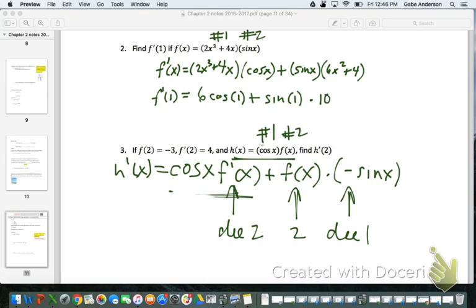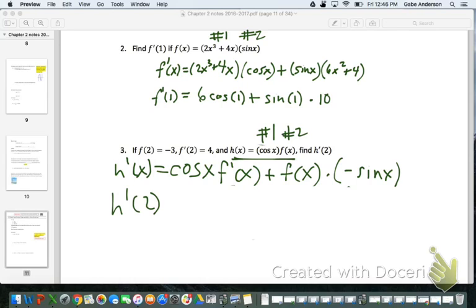So let's go ahead and try to figure out what it wants us to figure out. It wants us to find h prime of 2. So h prime of 2 just means plug in a 2. Wherever you see an x would be cosine of 2 times f prime of 2 plus f of 2 times negative sine of 2.